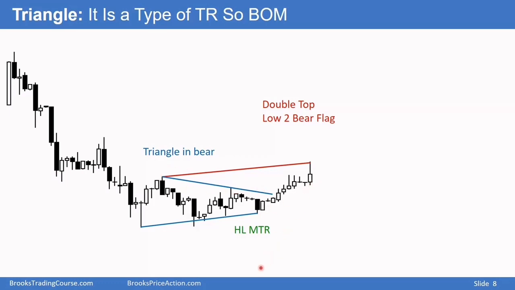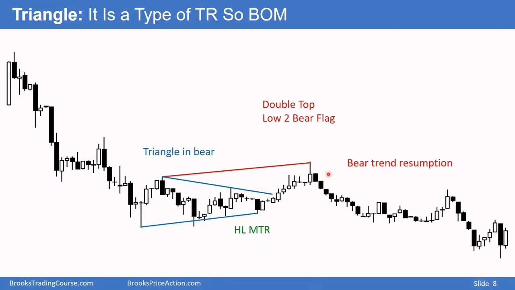And here we got a bull breakout. Up here, it still could be another sell setup. 2 legs up, 1 pullback 2. It could be a large low 2 bear flag. And in fact, that's what it turned out to be. The bears got trend resumption down. Not a big bear trend, but they still got trend resumption down for about 30 or 40 bars.